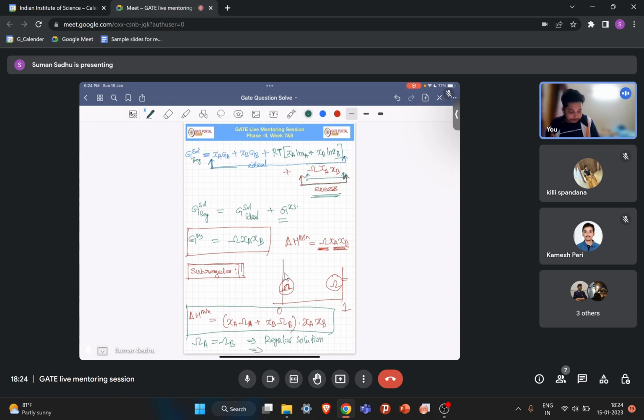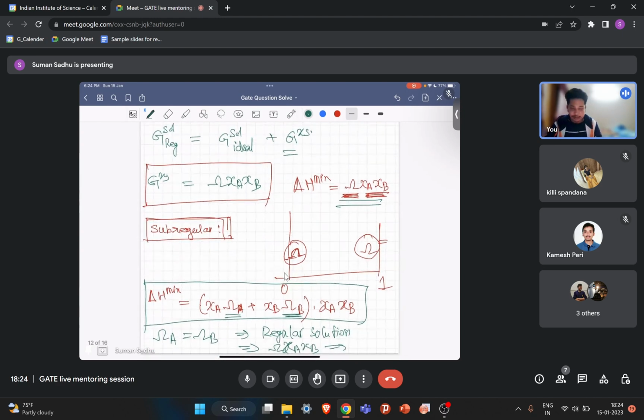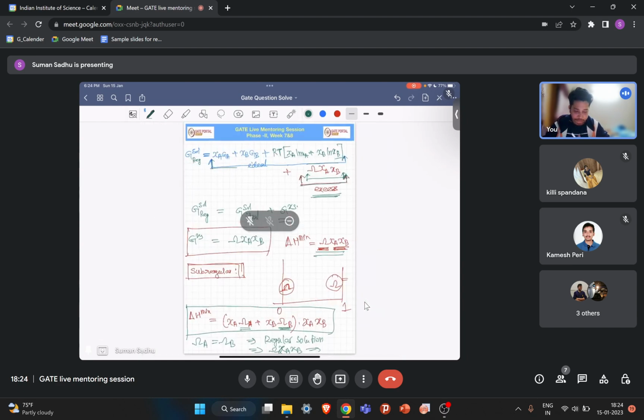You will end up getting this same equation. If you consider omega A equal to omega b, then this part is the same, so you can take it as common. So it will be (xa plus xb) into xa xb, and xa plus xb is 1. So you will end up getting the same equation for a regular solution. But for a subregular solution, your omega A and omega b are different. So that's why you have two interaction parameters, one for A atom and one for B atom. Okay, so this is for the subregular solution.